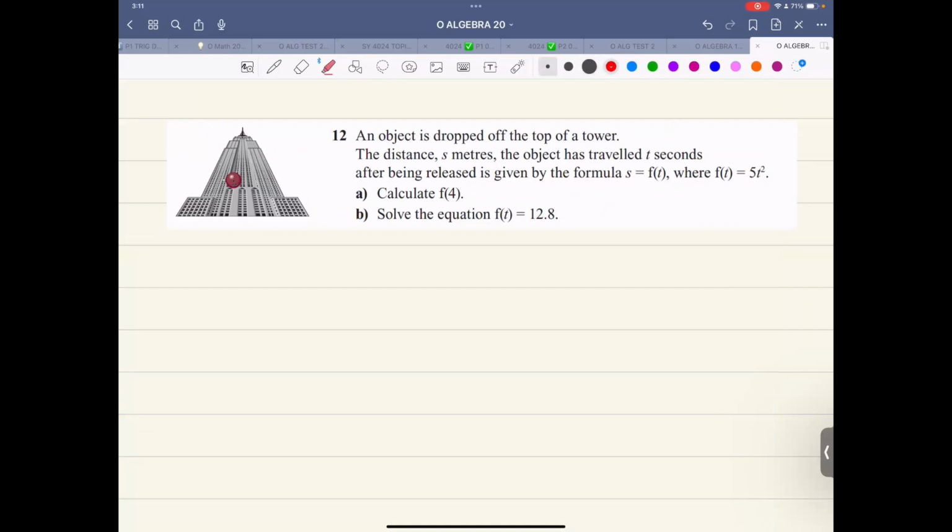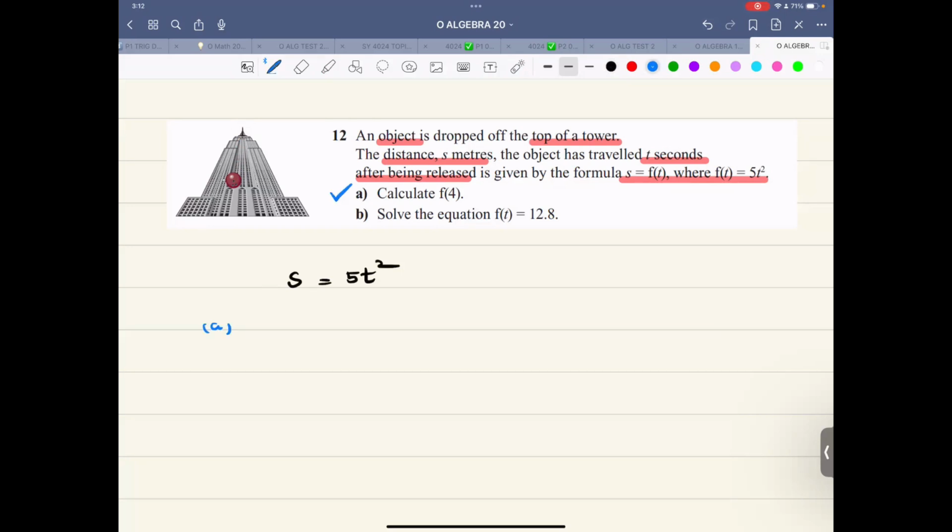So first of all, an object is dropped from the top of a tower. It's coming down. That's the object. That's the top of the tower. It's coming down like this. The distance s meters the object has traveled t seconds after being released is given by this formula. S is equals to ft. Ft is 5t squared. In other words, let me write this. This is S. S is equals to 5t squared. First part, calculate f of 4.